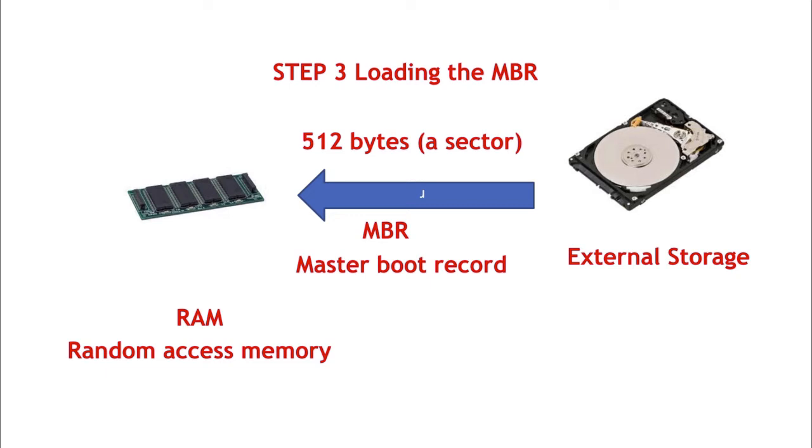These 512 bytes are loaded into RAM and the instructions start getting executed by the CPU. RAM here is short for random access memory. A random access memory allows data items to be read or written in almost the same amount of time, irrespective of the physical location of data inside the memory.